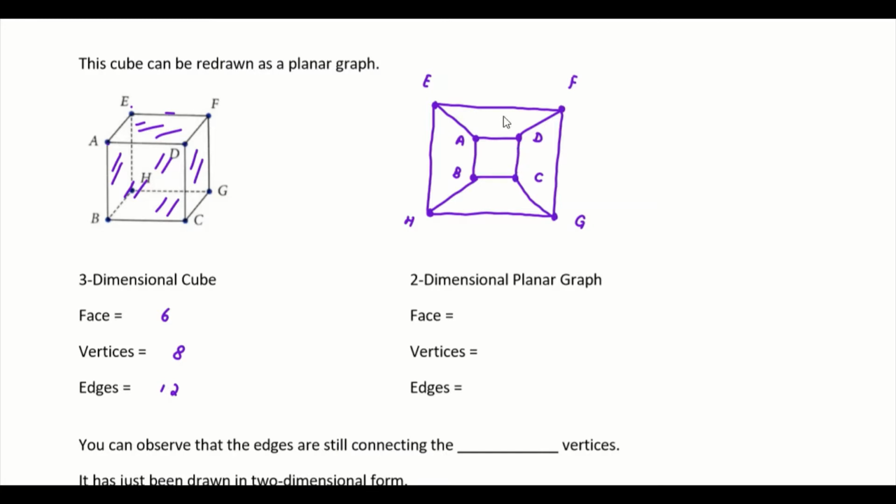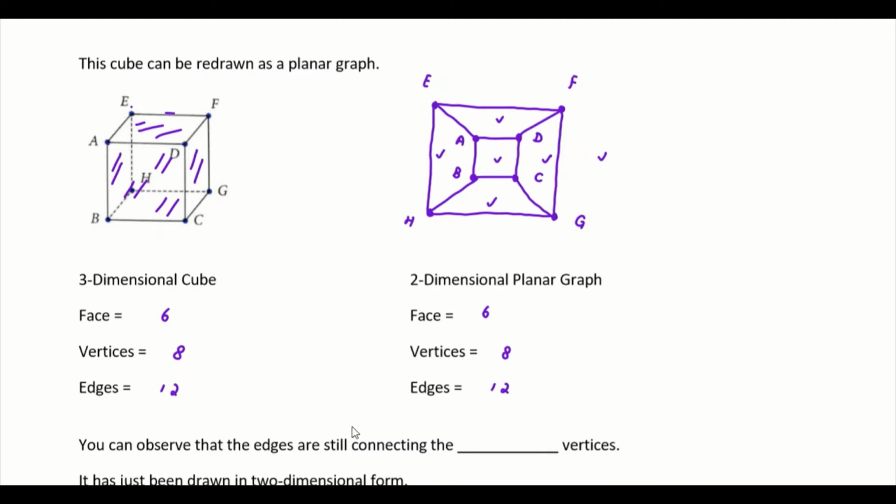How many faces do you have? 1, 2, 3, 4, 5. Don't forget the outside as 1. So that's why you also have 6 faces. Then how many vertices? A, B, C, D, E until H, right? 1, 2, 3, 4, 5, 6, 7, 8. So same thing, 8 vertices. How many edges do we have? 1, 2, 3, 4, 5, 6, 7, 8, 9, 10, 11, 12. So that's why 12 edges.